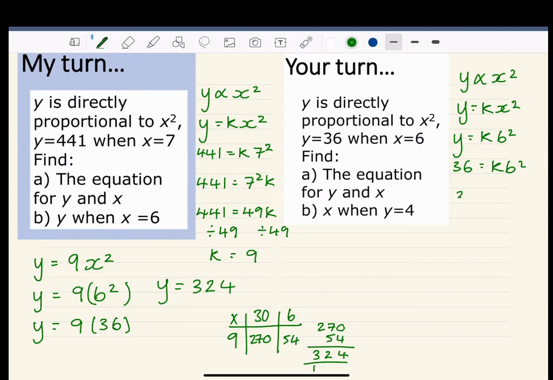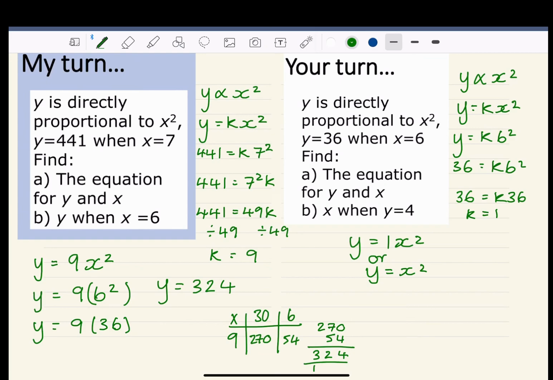This time you'll notice I get 36 is equal to k times 36. So k actually just equals 1 in this case. So it isn't actually a needed constant. You could write it as y equals 1x squared, or just as y equals x squared.